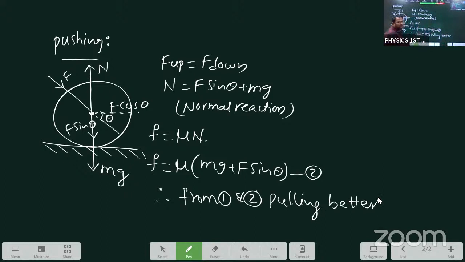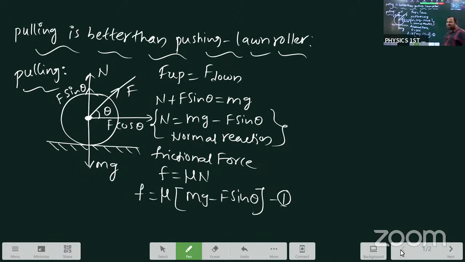This is the lawn roller question, student. 3-star question, most important for the upcoming supplementary examination. First question: why is pulling preferred to pushing in the case of a lawn roller? We are writing the heading: pulling is better than pushing in the case of a lawn roller.